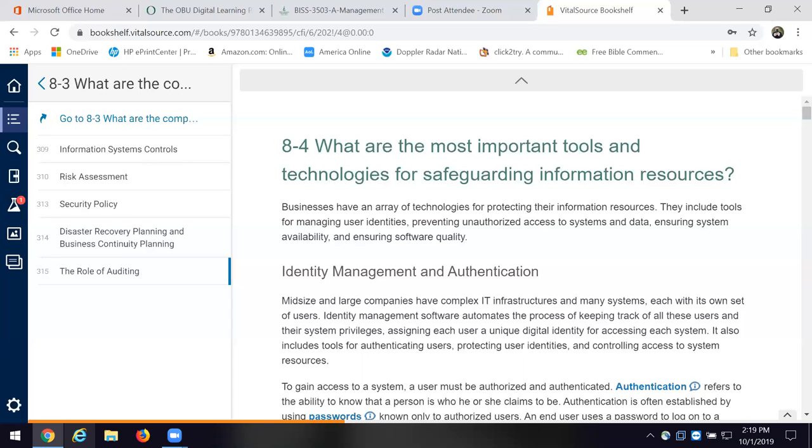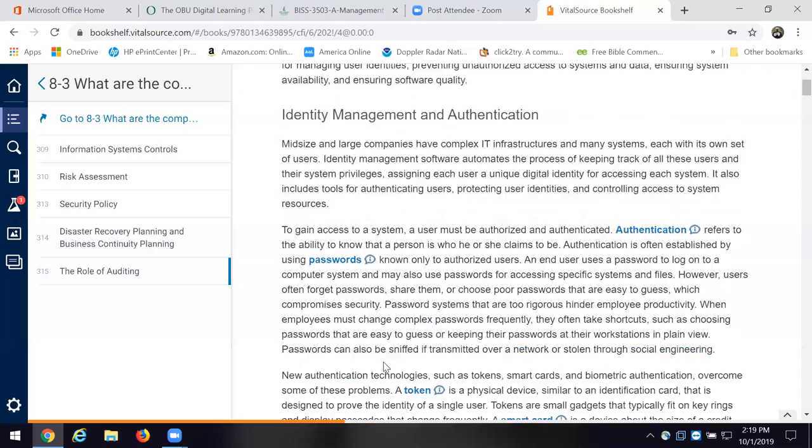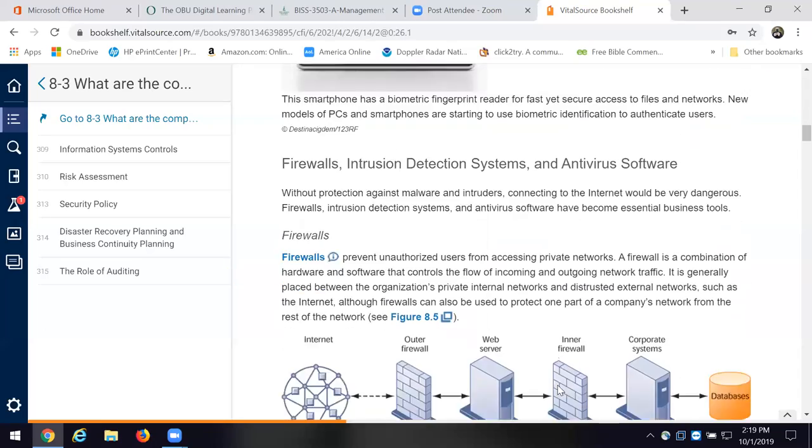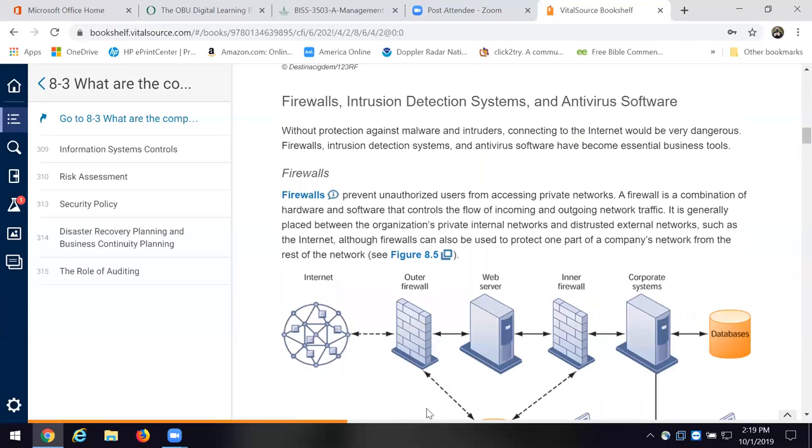So the first is ID management and authentication. The authors walk us through that, and they show you some of these things like scanning, biometric systems. The second, then, they talk about firewalls, intrusion detection systems, and antivirus software.